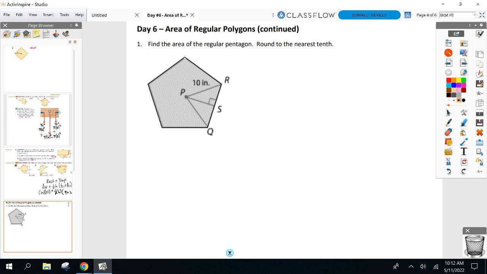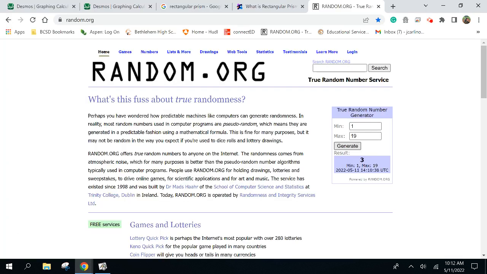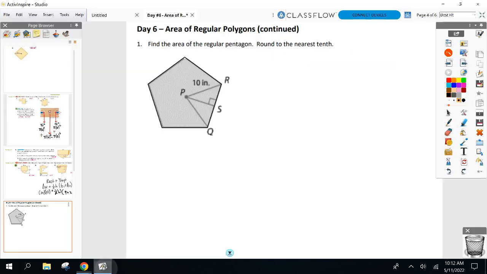So here we go with the first one. I got a regular pentagon. How many congruent triangles can I make by drawing in all the radii from the center? How many congruent triangles can I make from a pentagon here? 5 different ones. So just like I did yesterday with the hexagon, there's 5 triangles that are all congruent. And what's the area formula for a triangle?